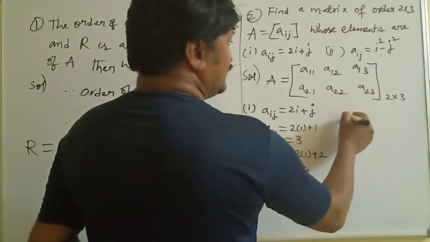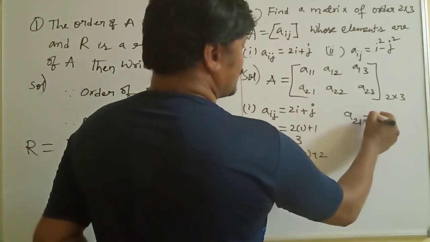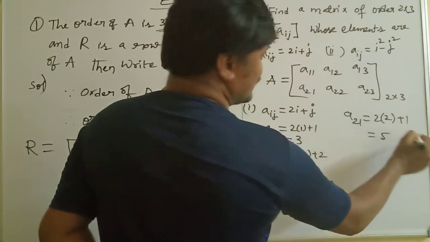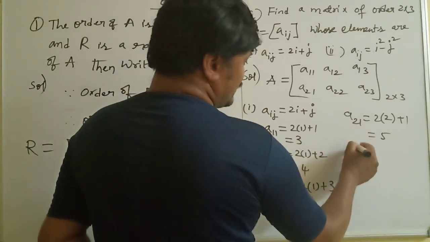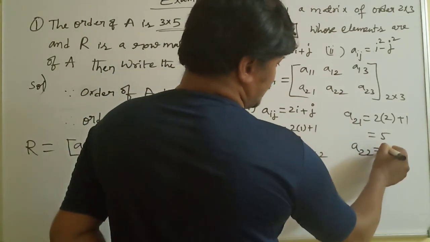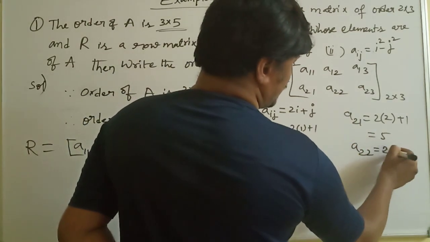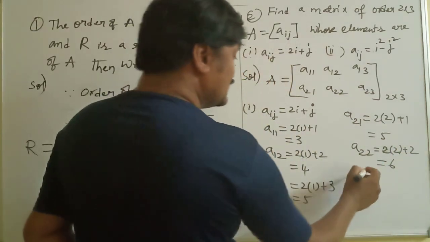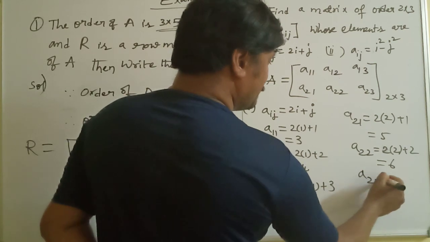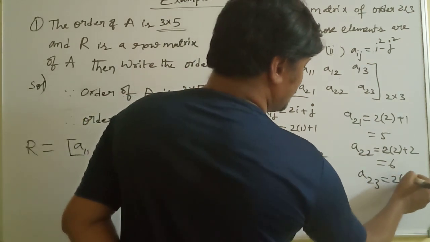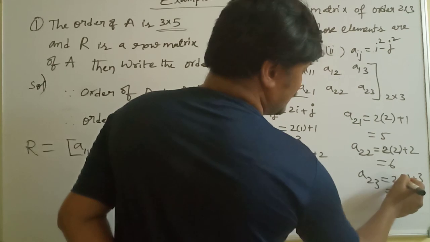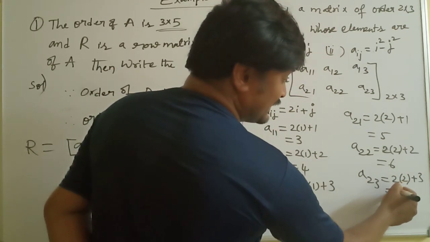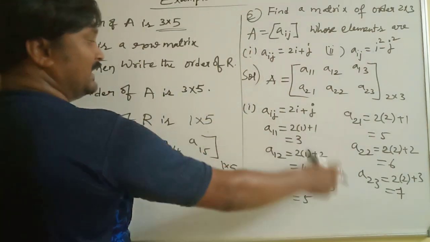Same method now, a21: 2 into 2 plus 1, 4 plus 1 is nothing but 5. And the same method, a22: 2 into 2 plus 2, 4 plus 2 is nothing but 6. Then a23: 2 into 2 plus 3, that is 4 plus 3, 7. So now you have got all the elements.